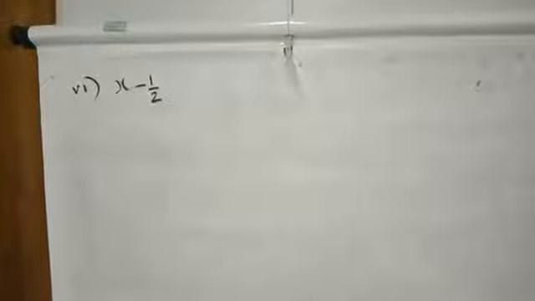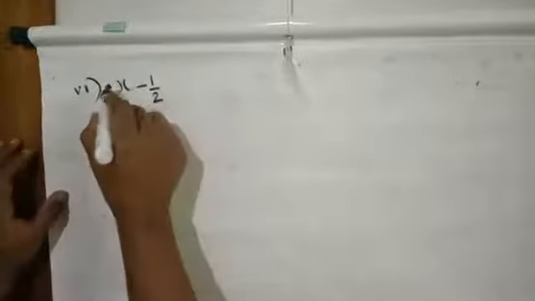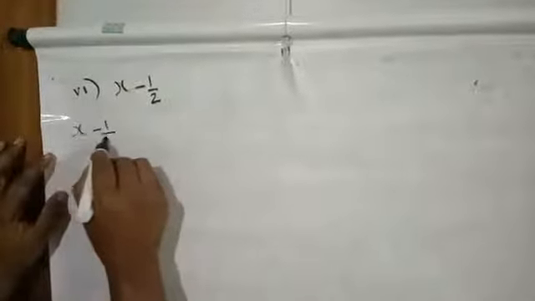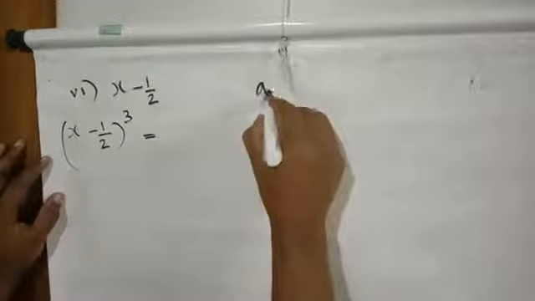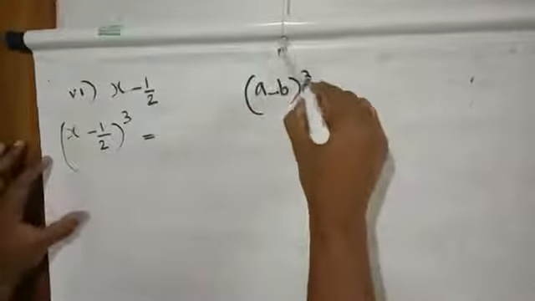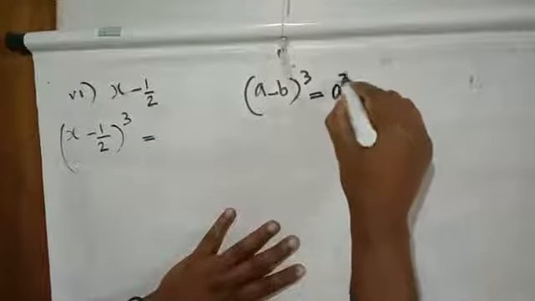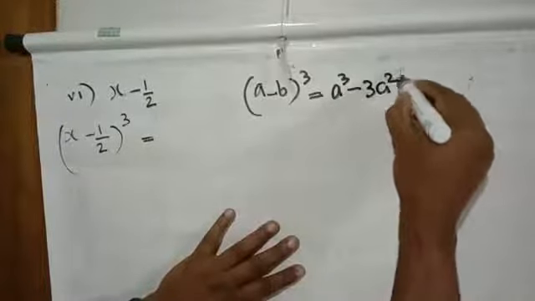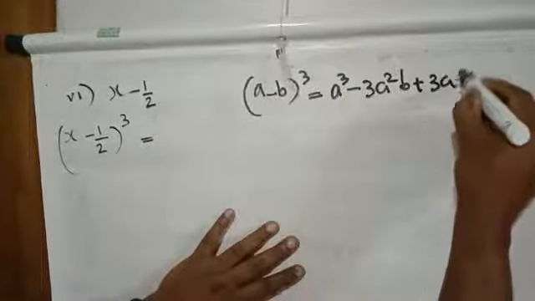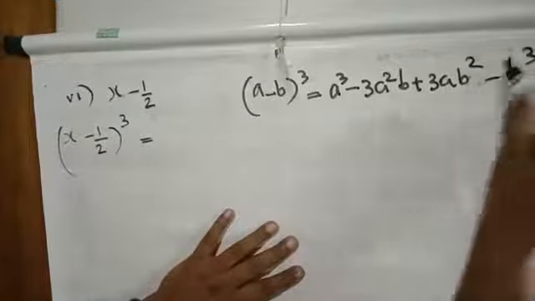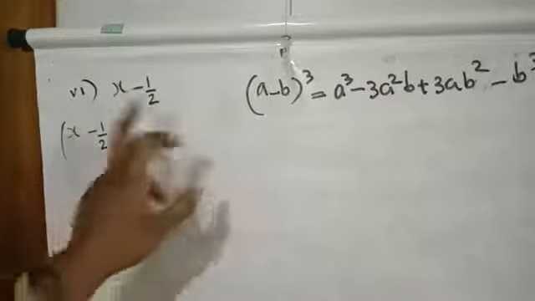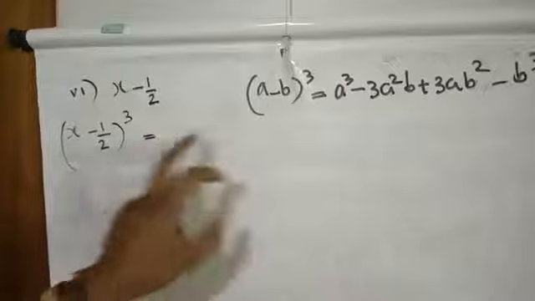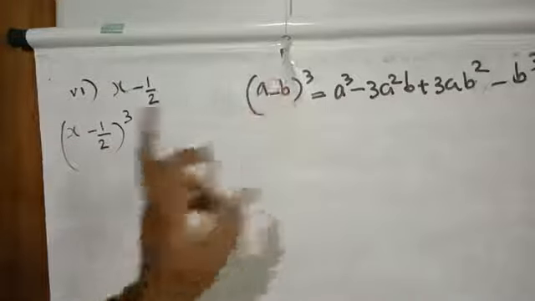Next, sixth question. Find the cube of x minus 1 by 2. So our question is x minus 1 by 2 the whole cube. Can you say the formula? What is a minus b the whole cube? A cube minus 3a square b plus 3ab square minus b cube. This is the formula. Now, what is in the place of a? Here x. In the place of b, here 1 by 2.